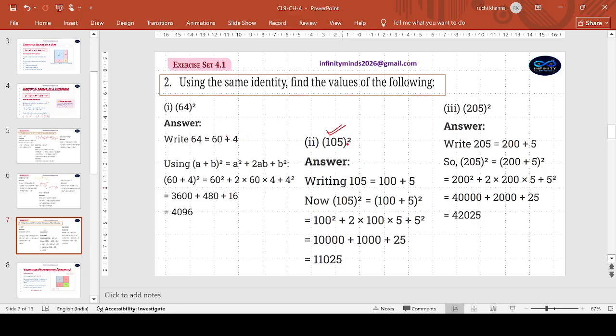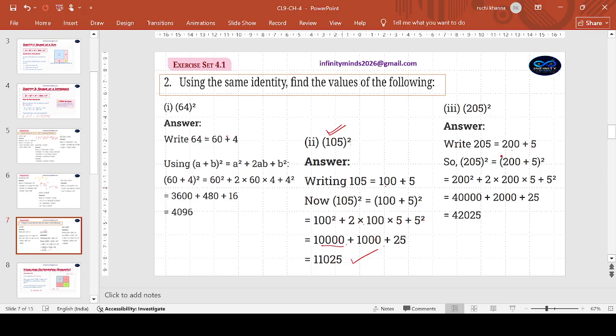Like instead of finding 105 squared, you are making use of 100. If you get a number like this, your calculations are done verbally. 100 squared is 10,000 plus 2 into 100. See how verbal it is. 5 into 2 is 10, and 25. 10,000, so that's 11,025. None of them you actually need to calculate in the rough column. You can just verbally solve these calculations.